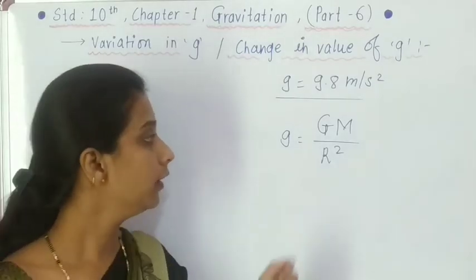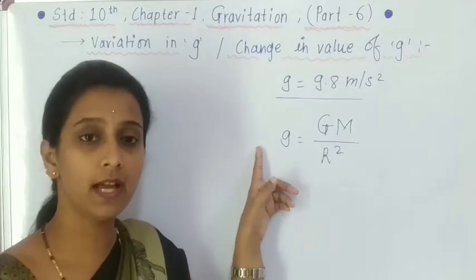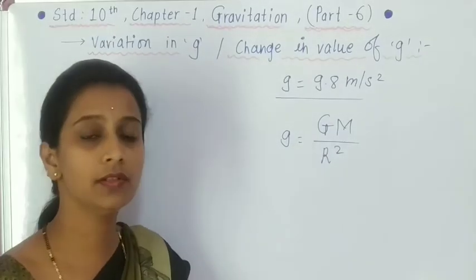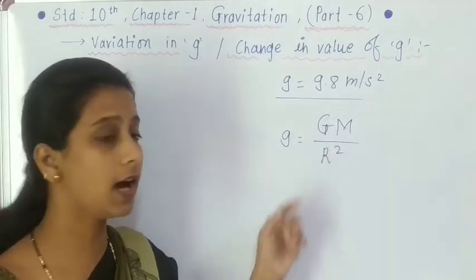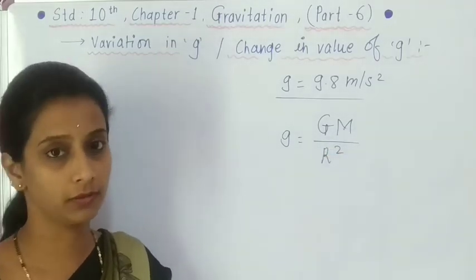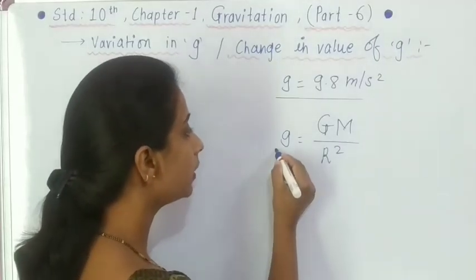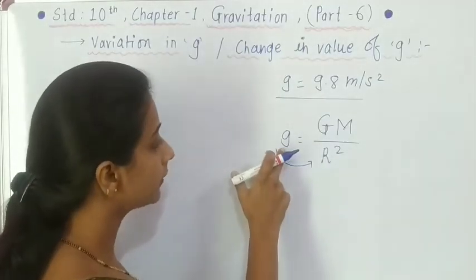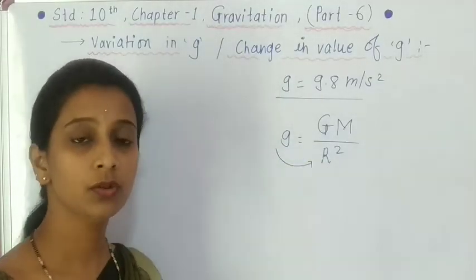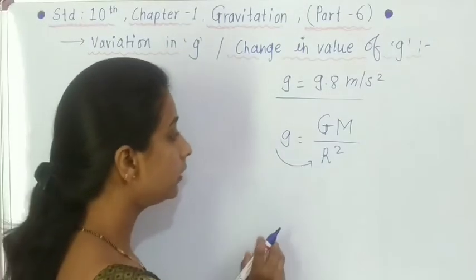Remember this. In this formula, small g is the acceleration due to gravity, capital G is the universal gravitational constant, M is the mass of earth, and r is the radius of earth. Now students, if we see this formula, what is the relationship between g and r, that is acceleration and earth's radius? These two things are in inverse proportion.